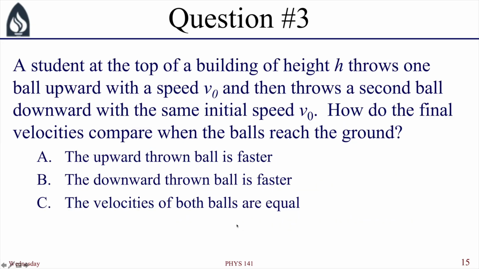So here is a question for you. Let's say there is a student at the top of a building of height h, and they throw one ball upward with a speed of v naught, and then they throw a second ball downward with the same initial speed v naught. How would the final velocities compare when the balls reach the ground?